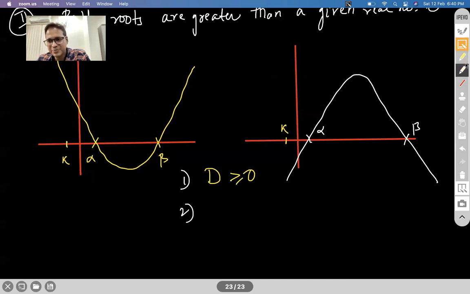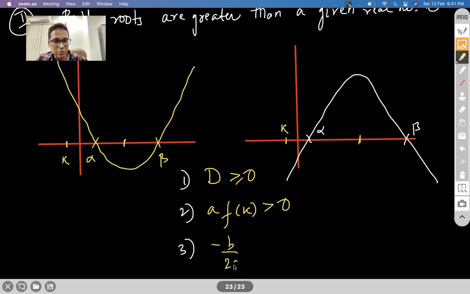Second condition, who will tell me? You can use your f of x as ax square plus bx plus c if you need it. Can I say here, a times f of k will be positive again? But note that these two are necessary conditions, but not sufficient. So what will you need? You will need the final nail in the coffin, which will make it sufficient. Is it that minus b by 2a should be greater than k? Yes or no?